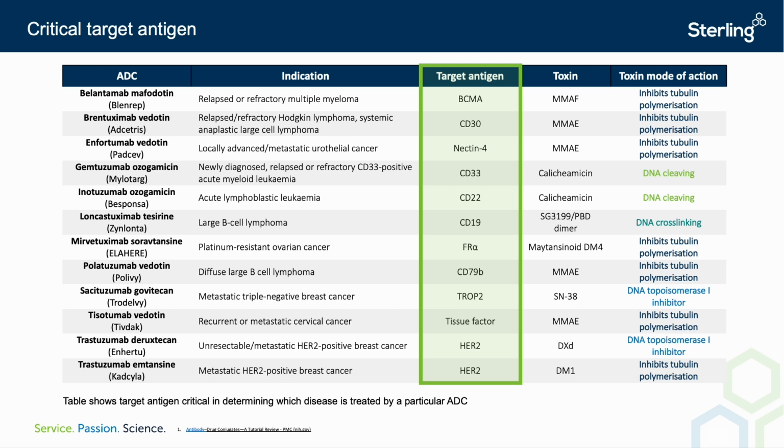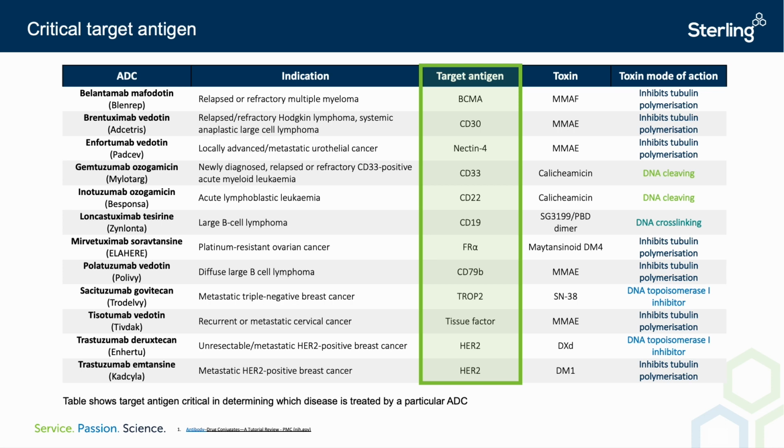There are several different modes of action for the toxins currently used in ADCs, as highlighted in this table. MMAE and DM1 are examples of tubulin polymerization inhibitors, which disrupt the cytoskeletal changes that take place during cell division, leading to cell death. DNA interacting toxins, such as the DNA cleaver calicheamicin or the DNA crosslinker PBD dimer, prevent DNA replication, again leading to cell death. DXd is an example of a topoisomerase 1 inhibitor, which prevents topological rearrangement of chromosomal DNA essential for DNA replication. This table also highlights the range of different target antigens and target conditions amongst approved ADCs.